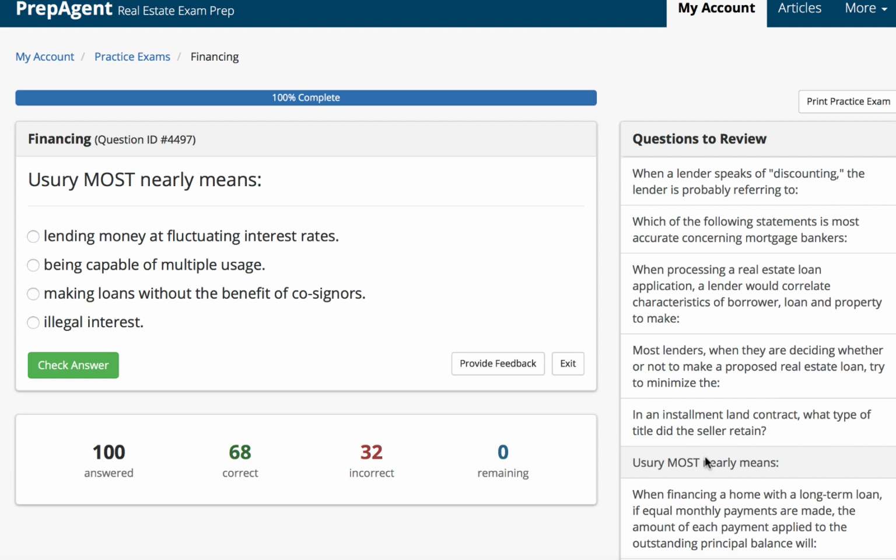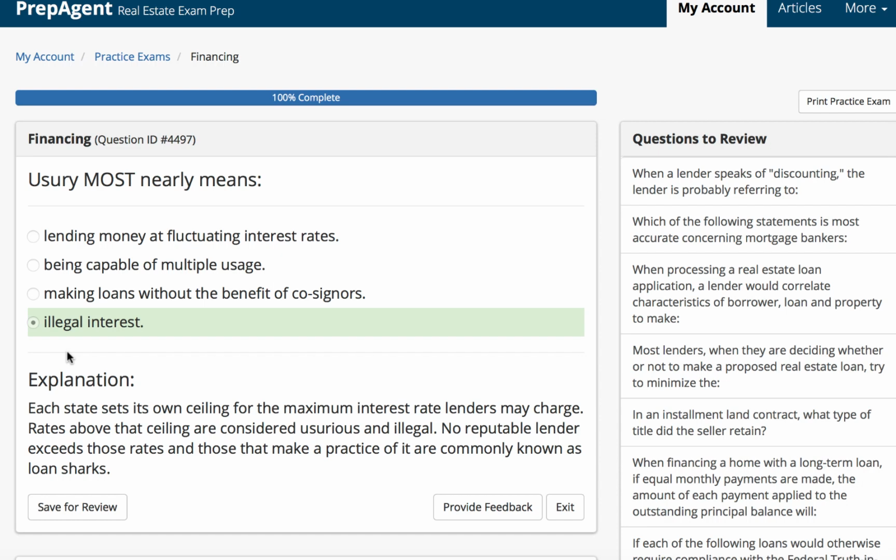So what's the answer on this one? Oh, it's illegal interest. Sorry. I think you said that. My bad. We got off on a tangent.